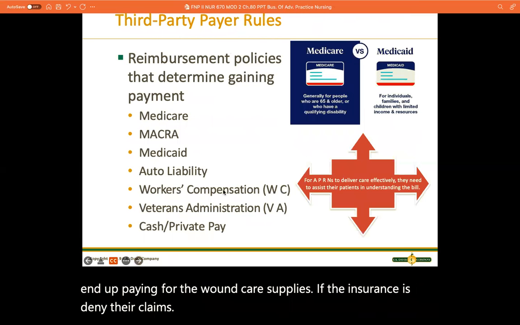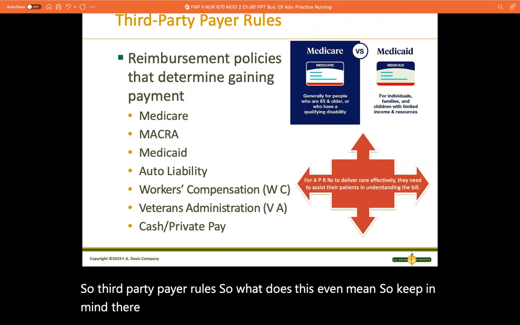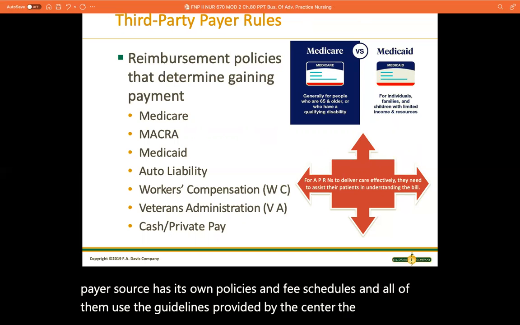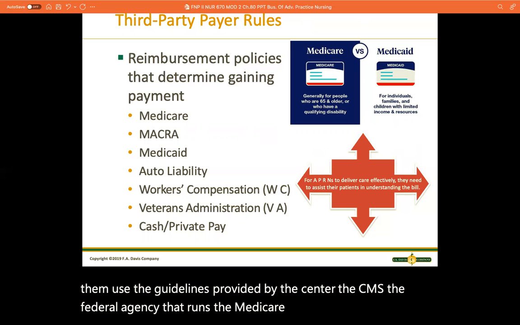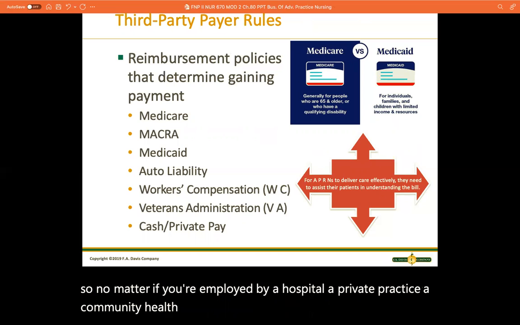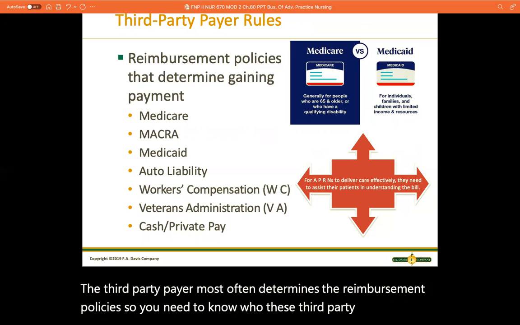Okay, so third-party payer rules. So what does this even mean? So keep in mind, there are different categories of third-party payers. Each payer source has its own policies and fee schedules, and all of them use the guidelines provided by the CMS, the federal agency that runs the Medicare program and Medicaid, okay? So no matter if you're employed by a hospital, a private practice, a community health center, or if you're self-employed, the third-party payer most often determines the reimbursement policies. So you need to know who these third-party payers are and what they cover.